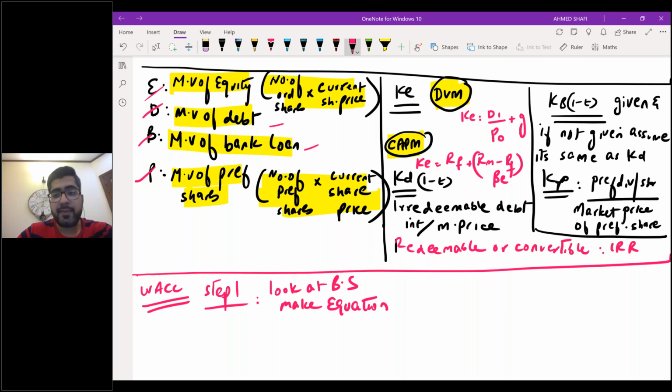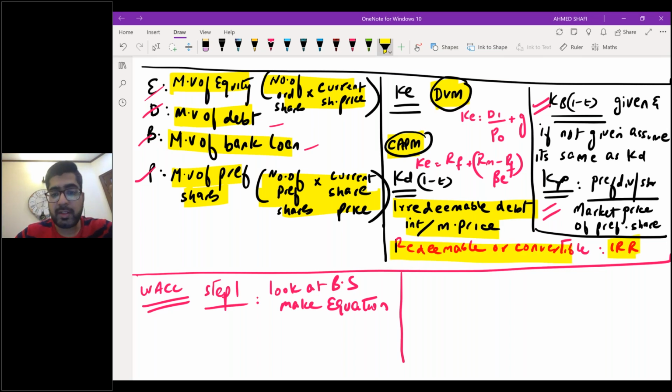Okay. And then you need four more things. KB, either it's given or assume same as KD. KP, I've told you, preference dividend per share over market price of preference shares. KD, if debt is irredeemable, it's a formula. Interest over market price, if it's redeemable or convertible, apply IRR method.